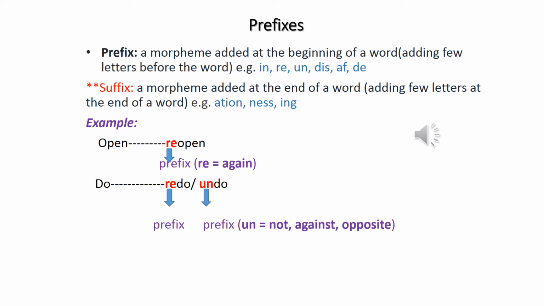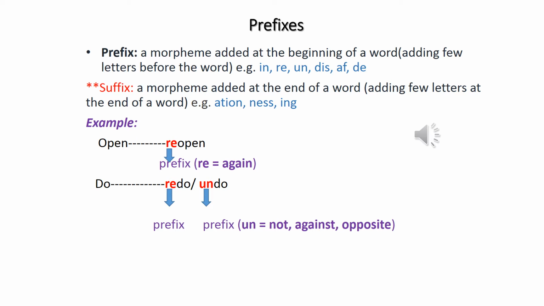Let's differentiate between a prefix and a suffix. A suffix is a morpheme added at the end of a word. A morpheme, again, means the smallest meaningful unit of the word. We add a few letters at the end of a word. For example, ship, ness, ing.